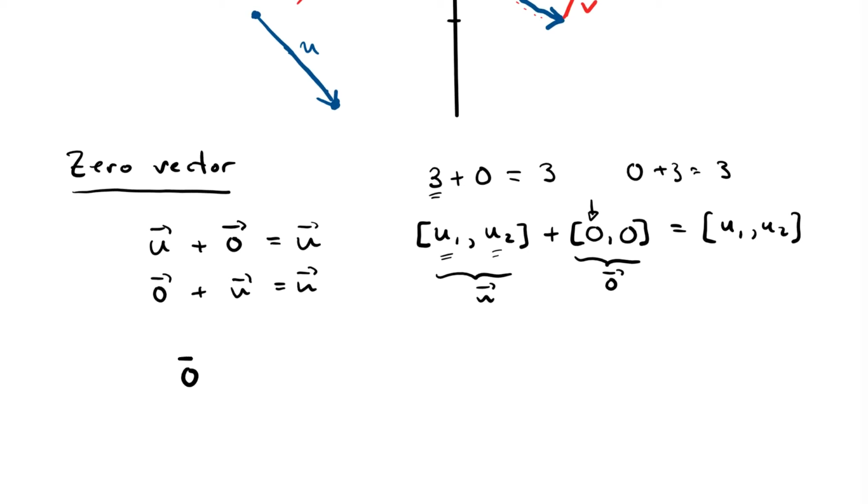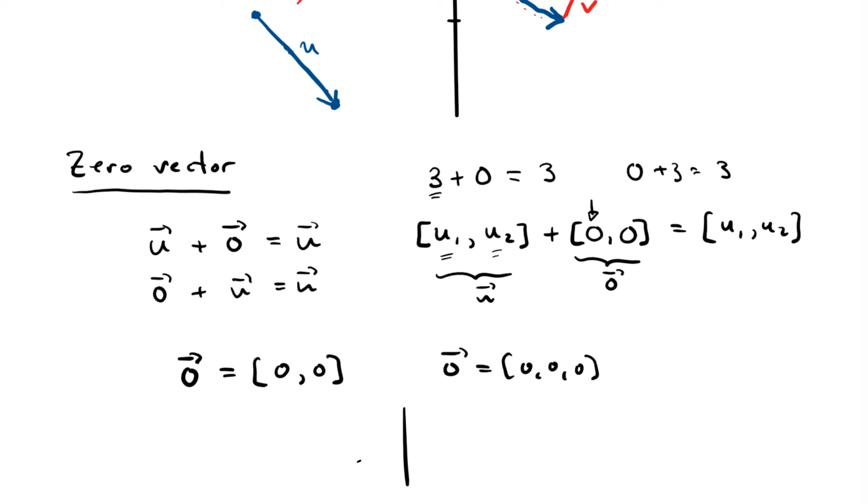So the zero vector is basically the vector 0, 0. That's in 2 space. In 3 space, it would be 0, 0, 0, and etc. if I'm in 4 space or 5 space or whatever. Okay, so that's the zero vector.